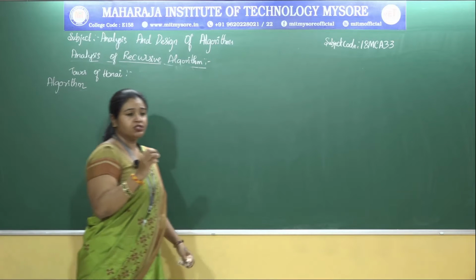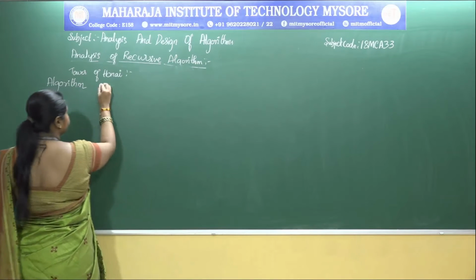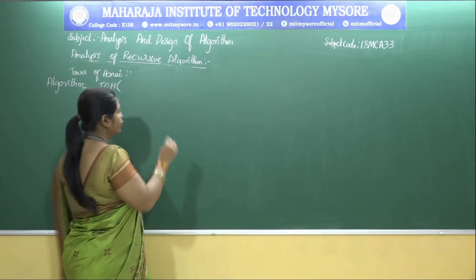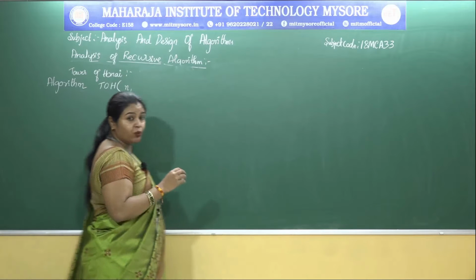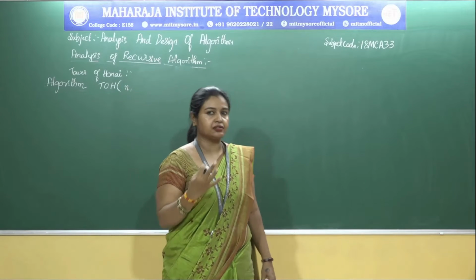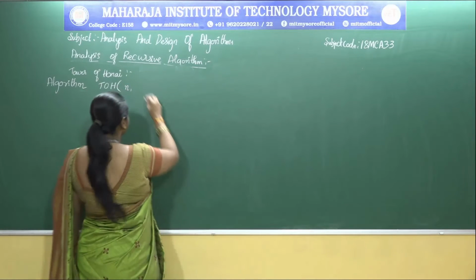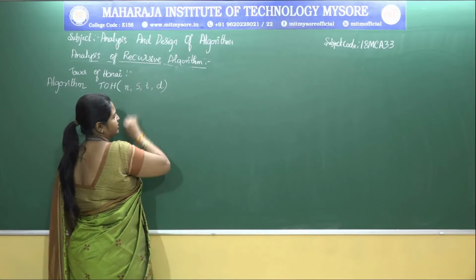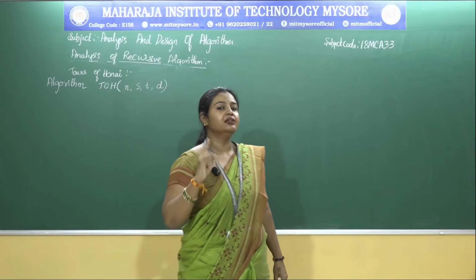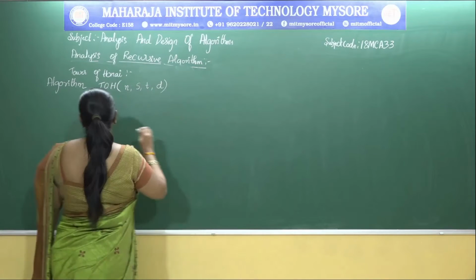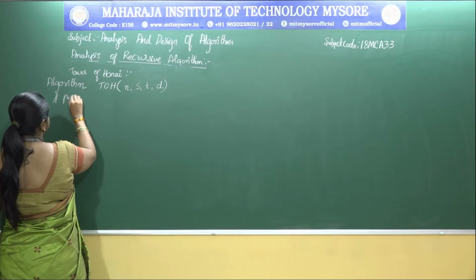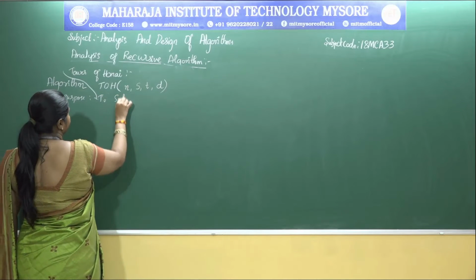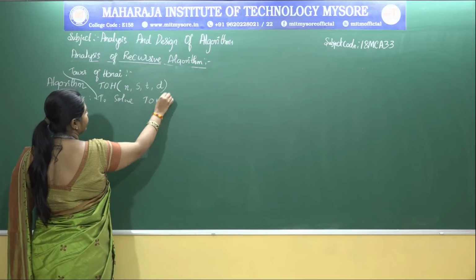So algorithm. For the sake of tracing and all, I will keep it short, TOH of, so here we require n. Why? Because n holds the number of disks, and we need to keep needles, that is source, temporary and destination. Source, temporary and destination. Okay. Next, after this, the purpose is to solve the Tower of Hanoi problem.